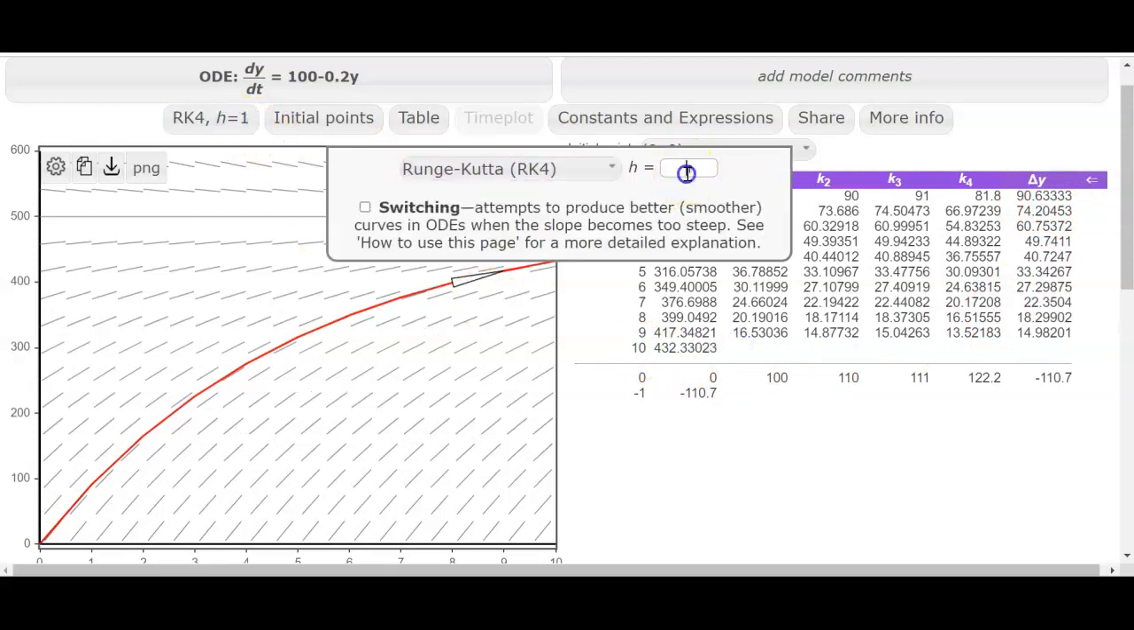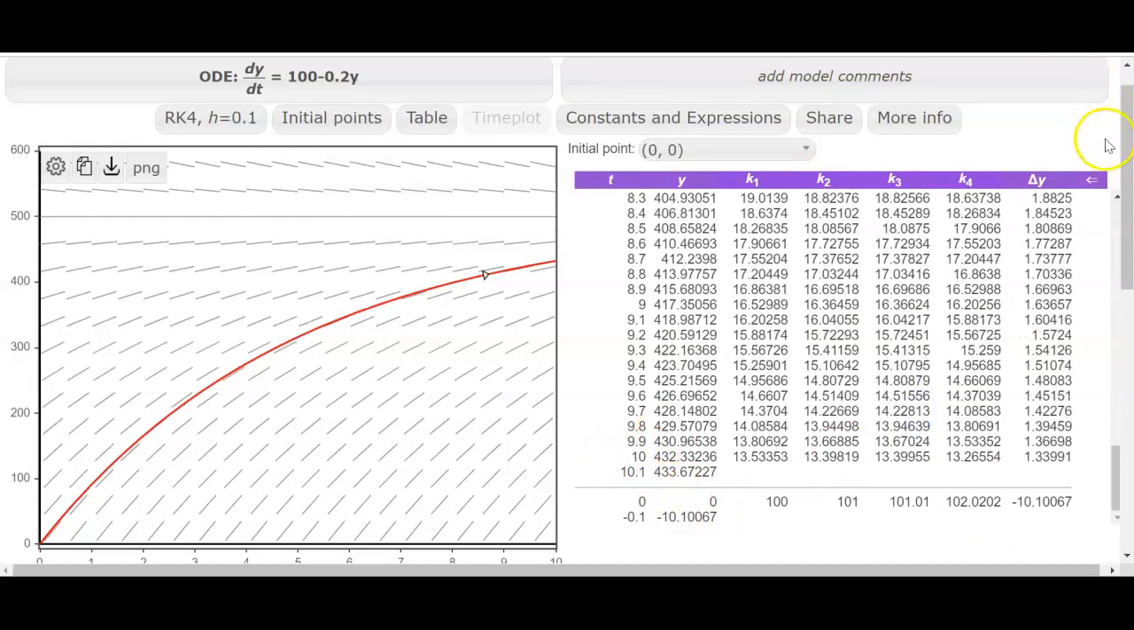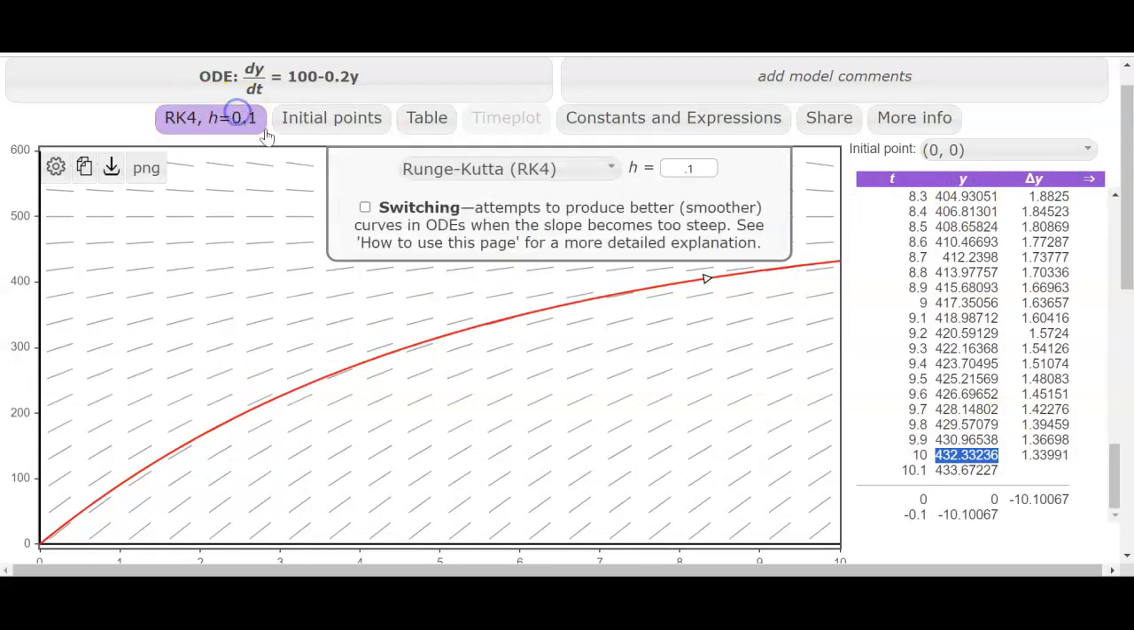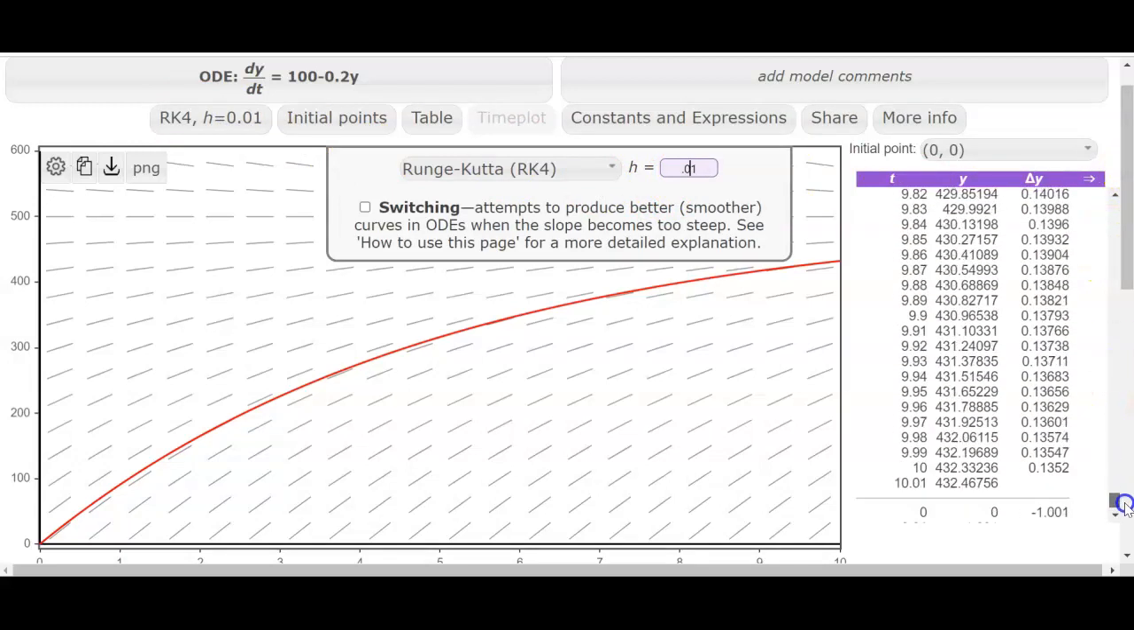When you decrease that step size, then you would just want to make sure that you go down to time 10 so that you can see, we don't need all these other columns. There's our estimate, 432.33. And then if we went to 0.01, there's that estimate at time 10.